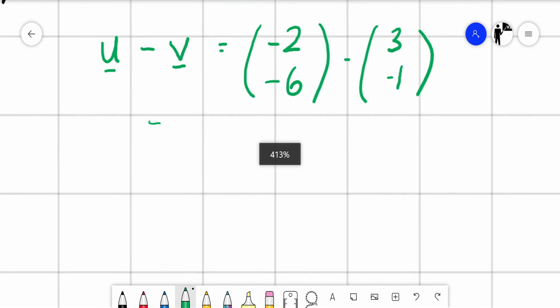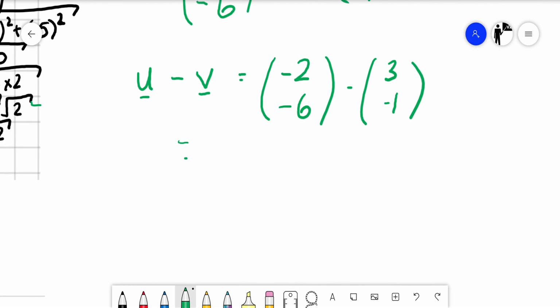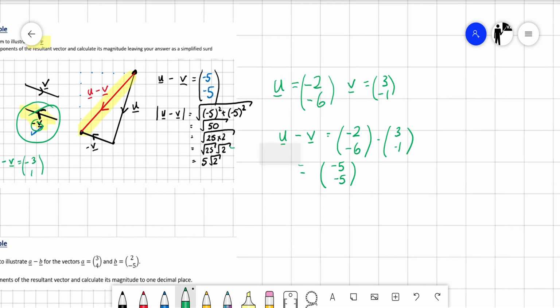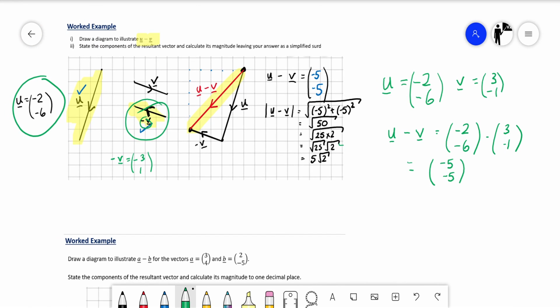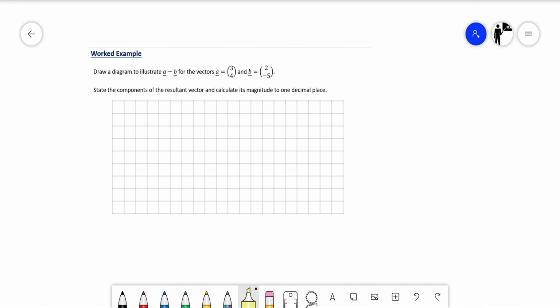2 minus 3 is minus 5. Minus 6 minus 1 is minus 6 plus 1, which is also minus 5. Okay, so that's a way for us to check as well. So we can do it with diagrams, and we can also check just using the components here. Okay, that's example 1. One final example, we'll go through this a wee bit quicker.